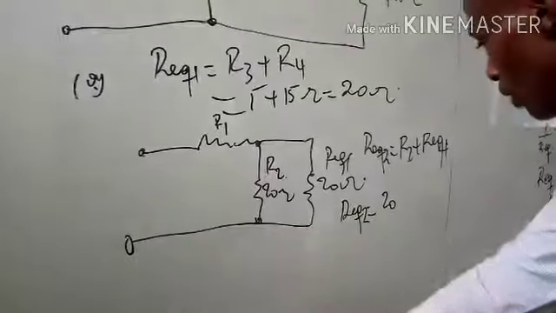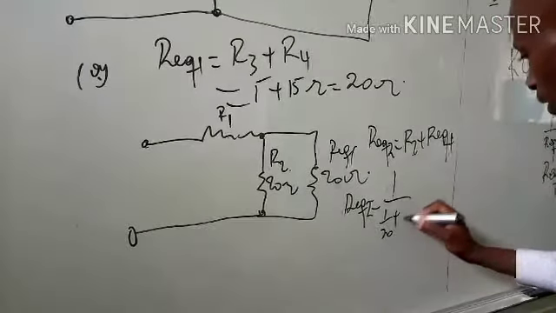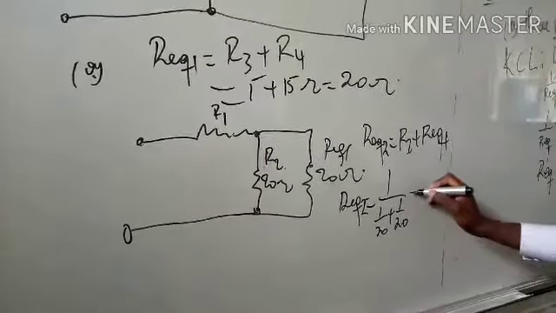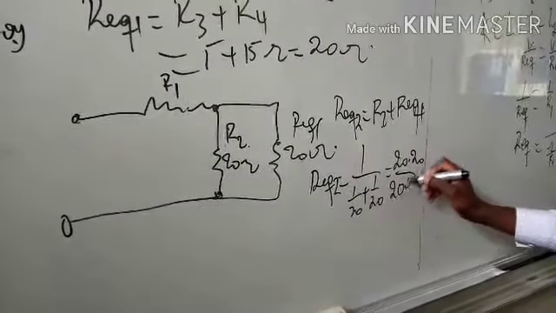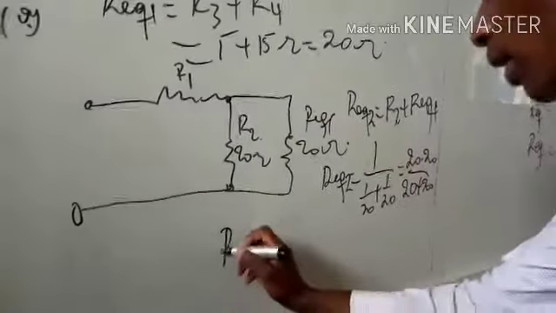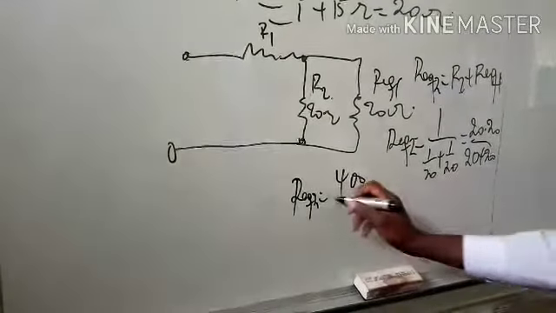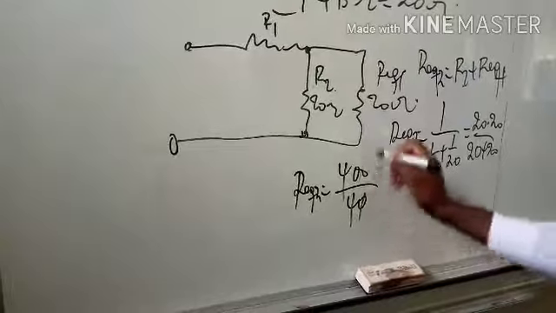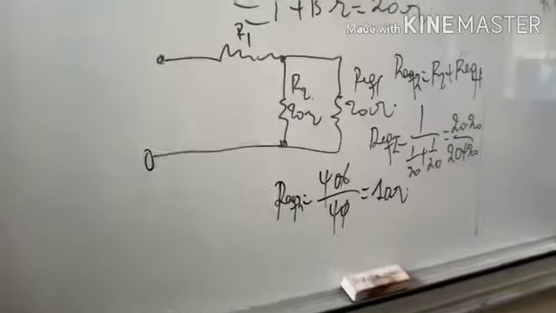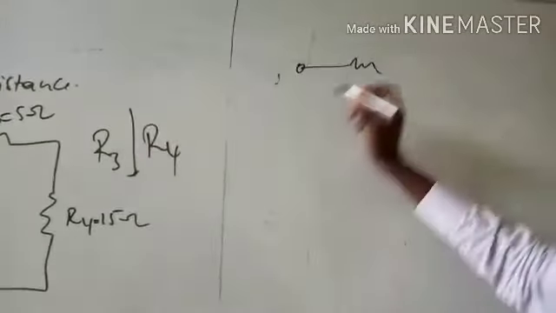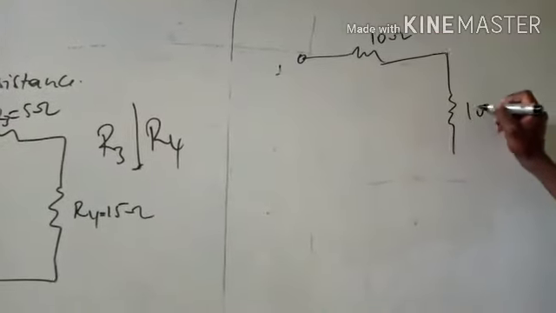Here we just have to take 1 over 20 plus 1 over 20, and then this will be equal to 20 times 20 over 20 plus 20. Then we get R equivalent equal to 400 over 40. Then we get that the solution here is 10 ohm. Mainly with this circuit, we have this resistance 1 equal to 10. Then here we get also R equivalent equal to 10 ohm.